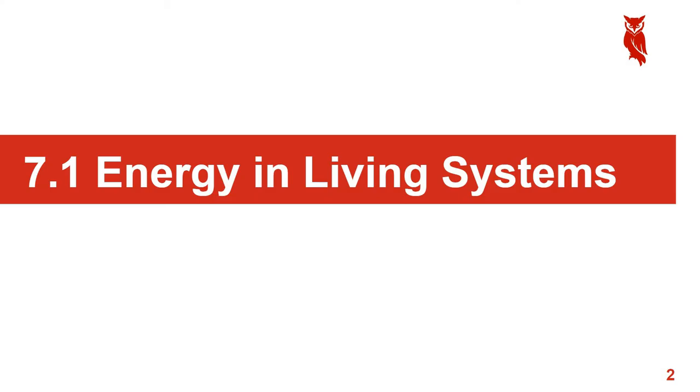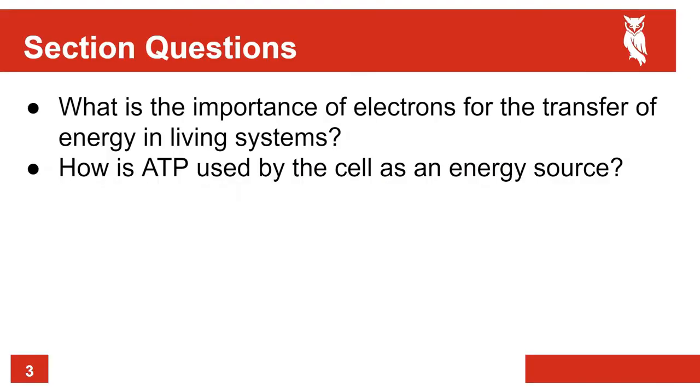All right, so 7.1, energy in living systems. The section questions that we would be able to answer by the end of this are: what is the importance of electrons for the transfer of energy in living systems? And how is ATP used by the cell as an energy source?